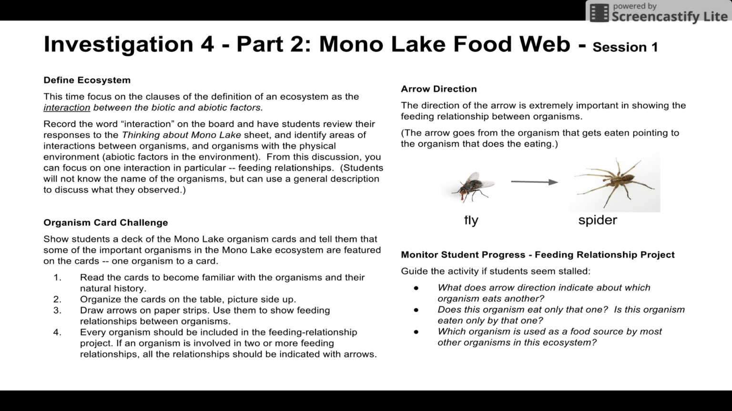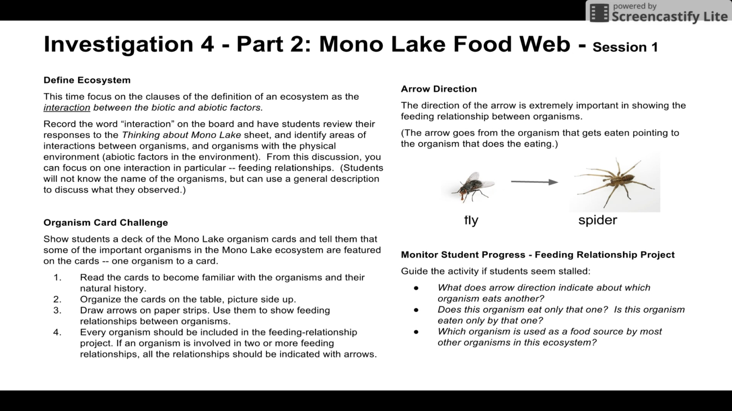Use organism cards to challenge students to learn more about the organisms and to start to work on identifying feeding relationships within the Mono Lake ecosystem. Show students a deck of the Mono Lake organism cards and tell them that some of the important organisms in the Mono Lake ecosystem are featured on the cards, one organism to a card. Have them read the cards to become familiar with the organisms and their natural history. Then organize the cards on the table, picture side up.